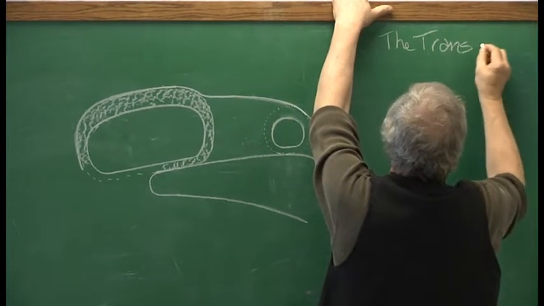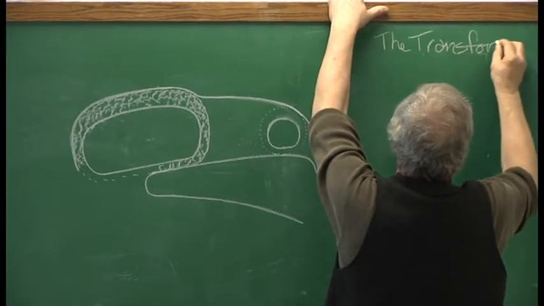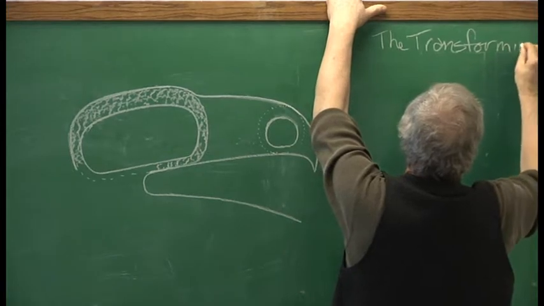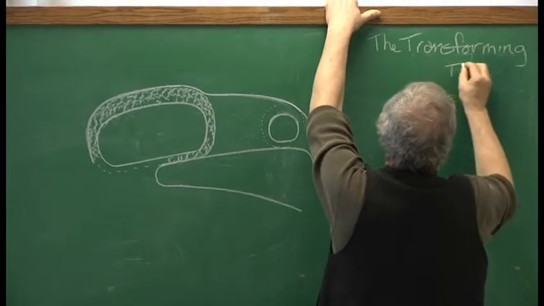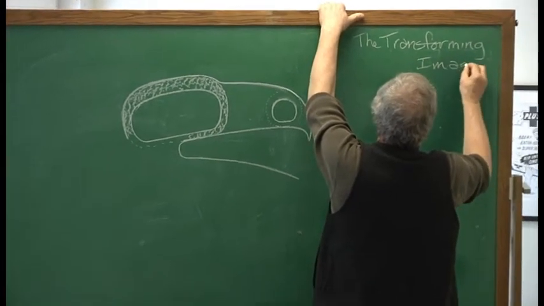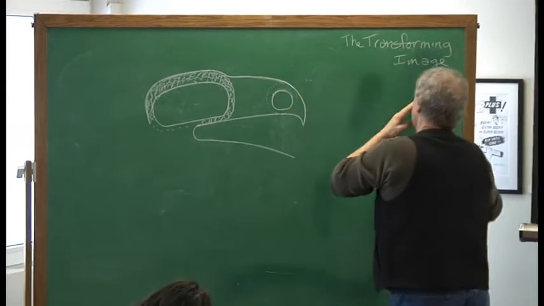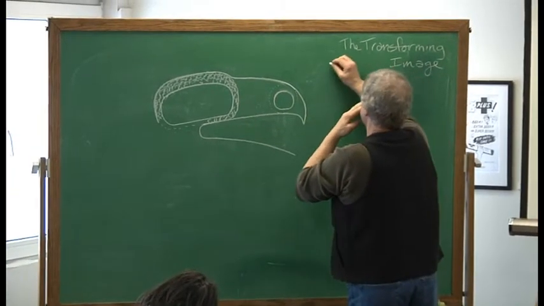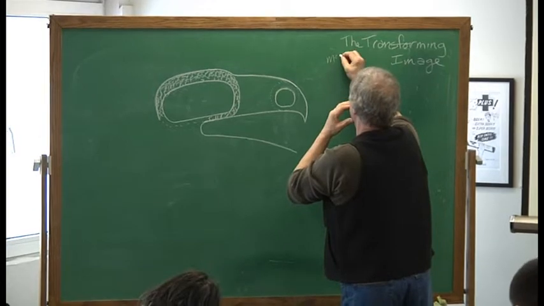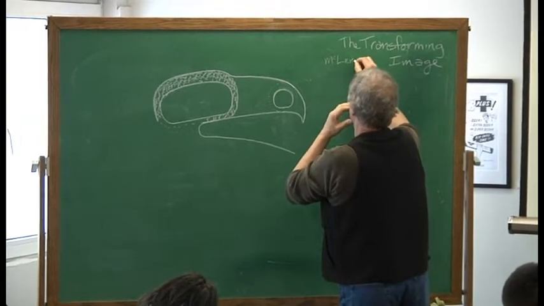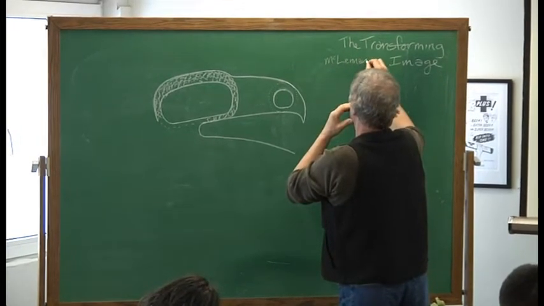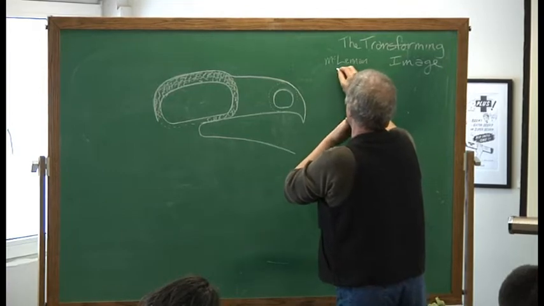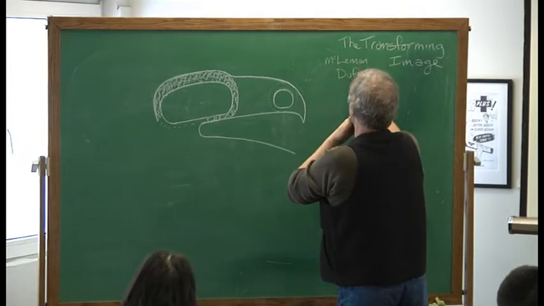there's a real interesting book out that was put together at the University of British Columbia Museum. I'll write the name here, The Transforming Image. And the authors' names are McLennan and Duffek, Karen Duffek, I think is how she pronounces it.